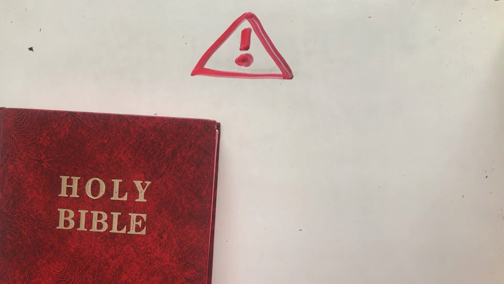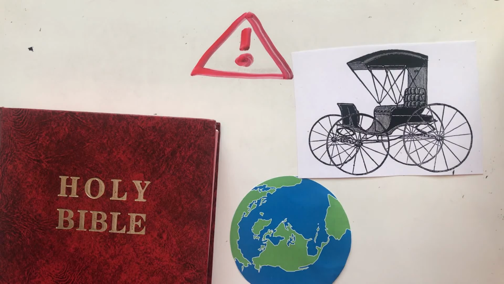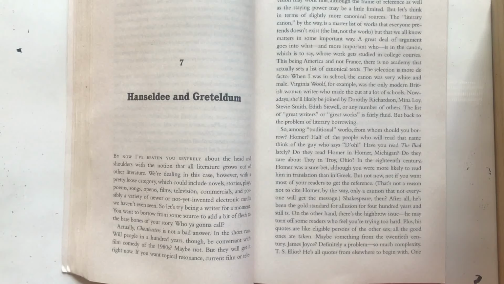Foster suggests biblical references are important because when we pay attention to them, stories that appear specific to their historical moment are revealed to be timeless and universal. Chapter 7 is Hanseldee and Greteldum.